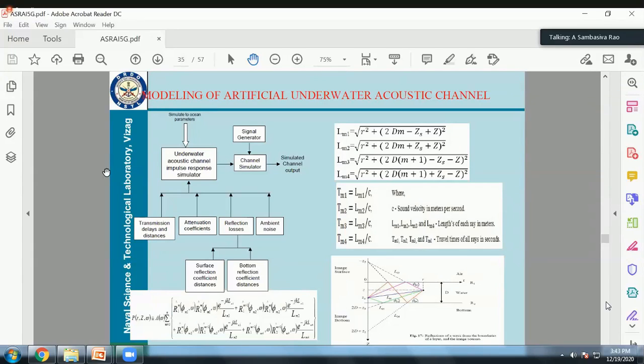So this is the bound. Suppose the reflections are different. For some rock, some reflection coefficient will be different. If the salinity is different, then the temperature is different. These are called bathymetry parameters, ocean parameters. For each individual parameter, there is an impulse response.